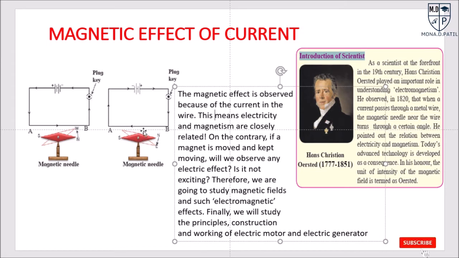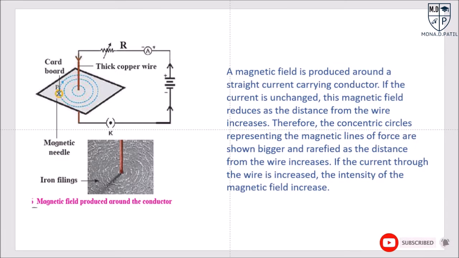This tells us that around the conductor there is a magnetic field. That was discovered by the scientist Hans Christian Oersted, and that is why, in his honor, the unit of intensity of the magnetic field is termed Oersted. Next we will see the magnetic field in a practical way.